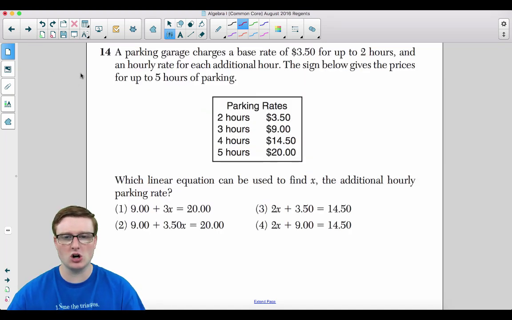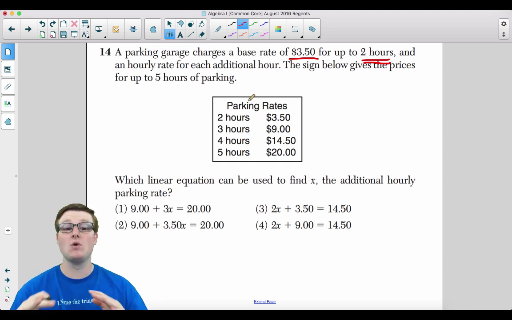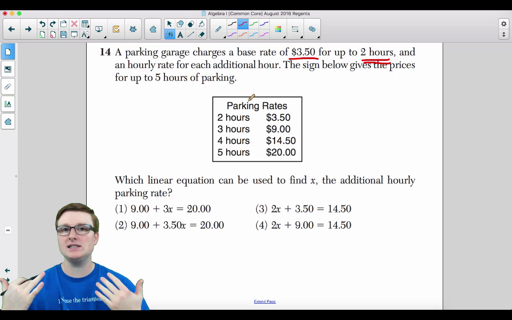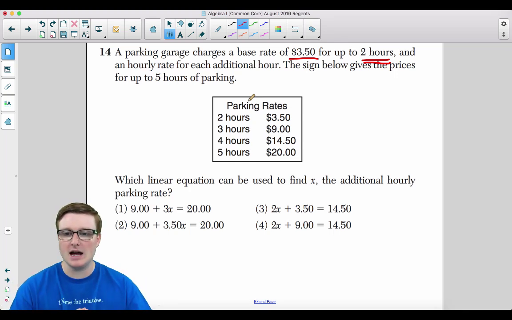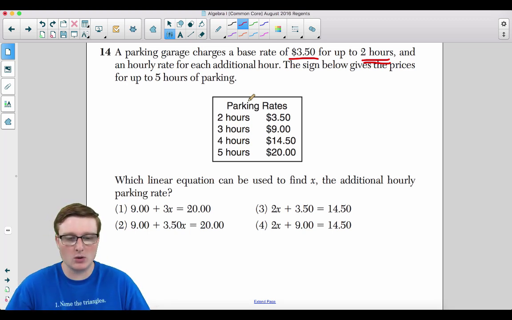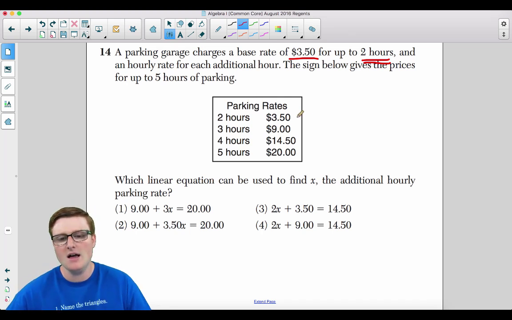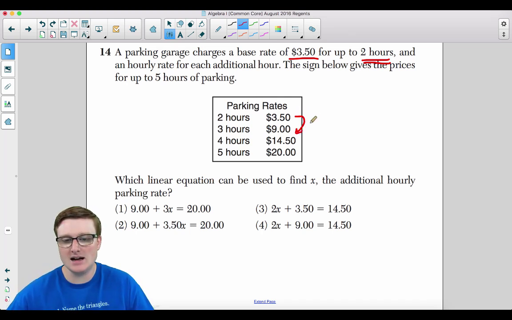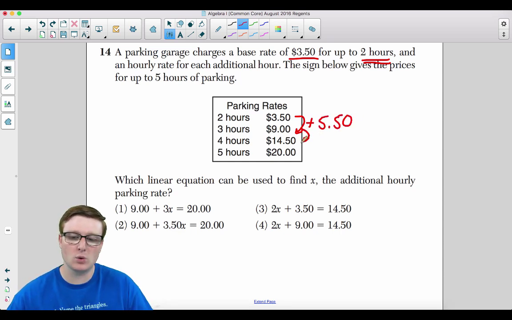Question 14. A parking garage charges a base rate of $3.50 for up to 2 hours and an hourly rate for each additional hour. So you could park at the parking garage for 2 hours, and then if you exceed that, then they start charging you more money. The sign below gives the prices for up to 5 hours of parking. Which linear equation can be used to find x, the additional hourly parking rate? So, from $3.50 to $9, that is an increase of $5.50. To go from $9 to $14.50, that is an additional $5.50.